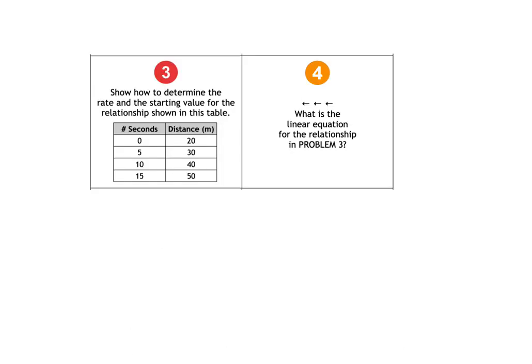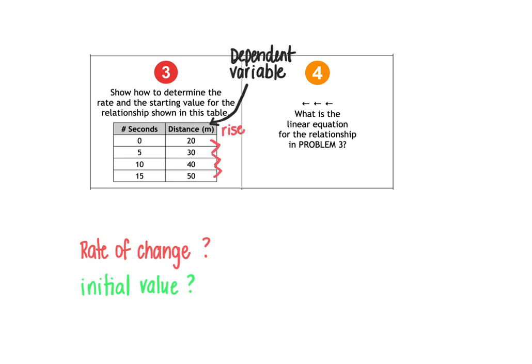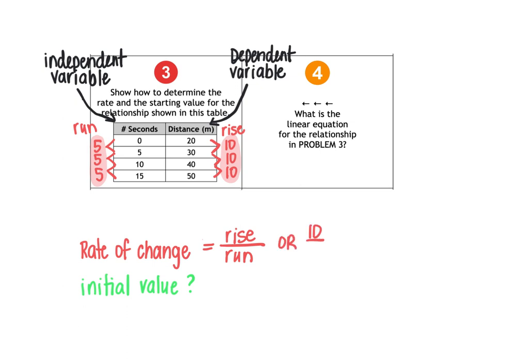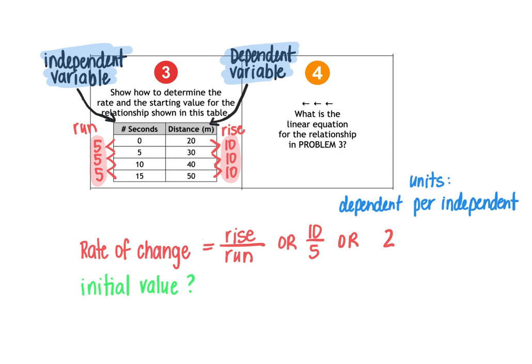This question asks us to determine the rate of change and the starting value for the relationship that's shown in a table. We know that we can find the rate of change from a table by finding the rise on our dependent side and the run on our independent side. So we can see that our run is going to be 5 and our rise is going to be 10. So to calculate our rate of change, we can do rise over run, or 10 divided by 5, which would be 2. We need units for our rate of change, so we'll look at our dependent units per our independent units. So this rate of change of 2 would be 2 meters per second.